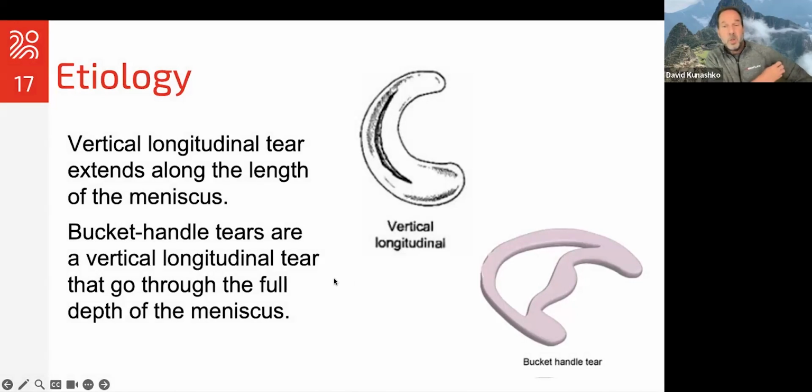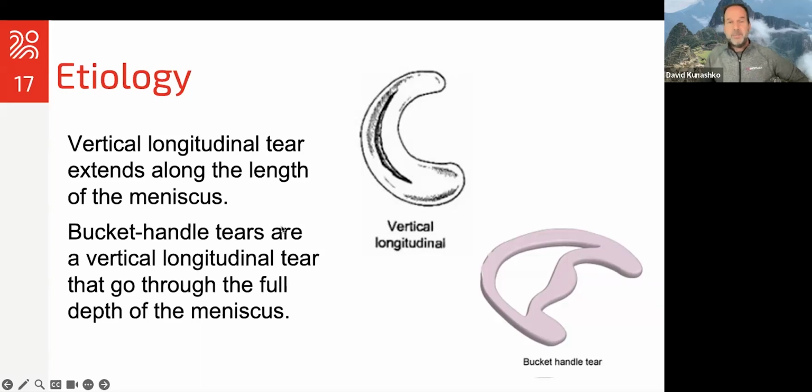Then we have vertical longitudinal tears. They extend sort of along the length of the meniscus. Sometimes they can kind of push apart as well. Depending on the size of them, they can be healed as well, especially if it's closer to the red zone. If it's in the white zone, that's a little bit tougher.